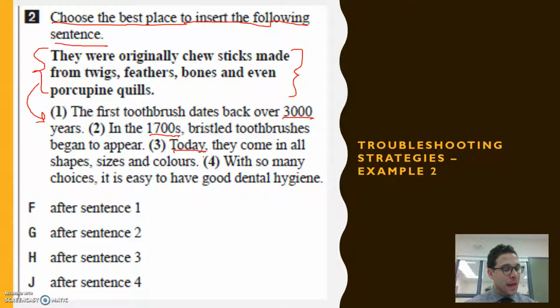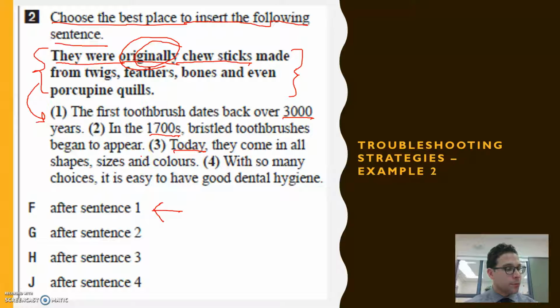The sentence I'm being asked to place reads, "They were originally chew sticks." All right. It refers to something original about toothbrushes, meaning something about them in their early history. If this is the case, I'm inclined to believe that our option is option F. That means that our sentence must go after sentence 1.